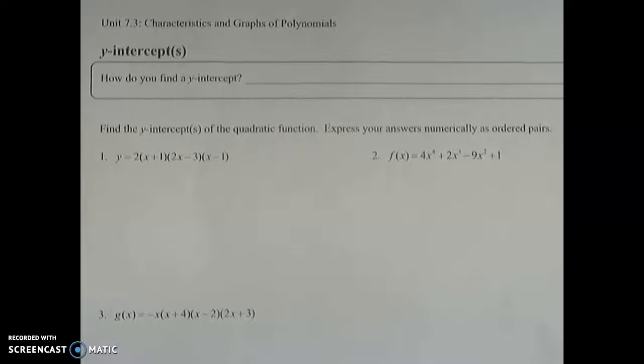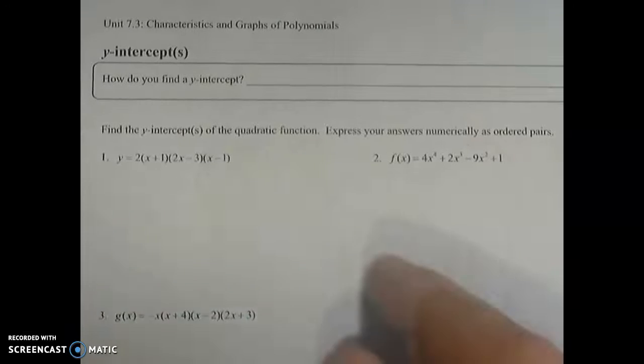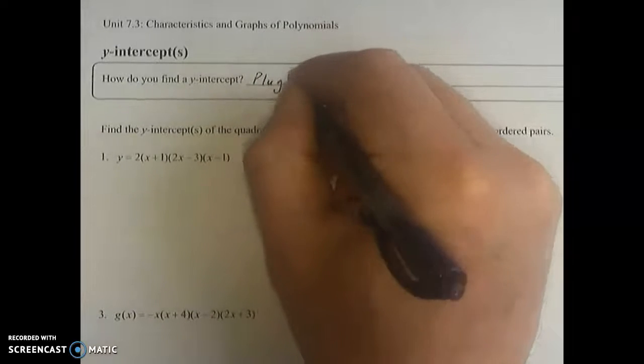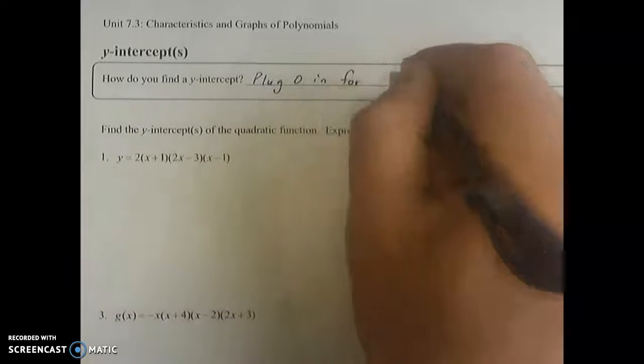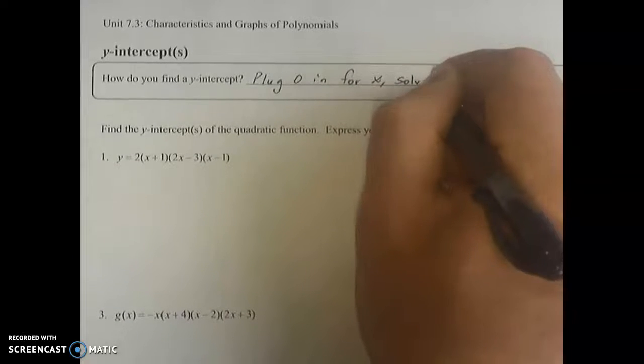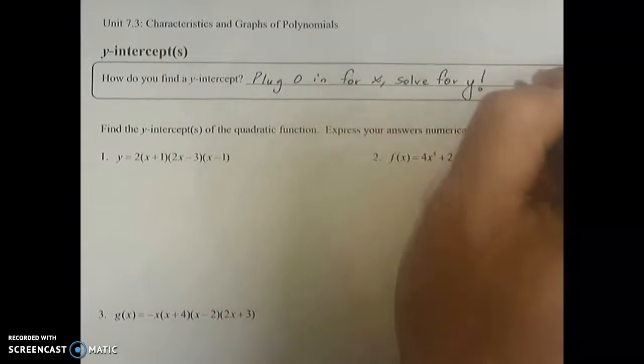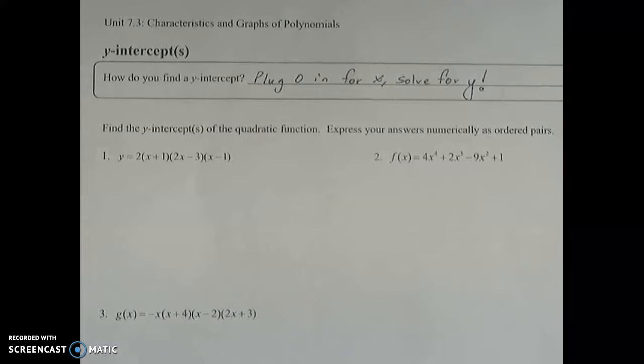We've done this in most of our chapters here. How do you find a y-intercept? Well, you plug 0 in for x, and we solve for y. Seems easy enough, as long as we can do some pretty simple math.